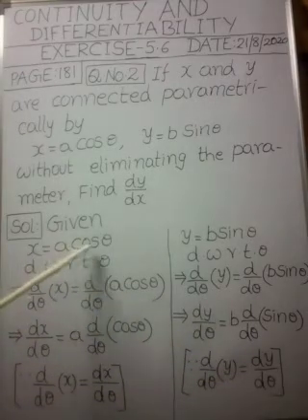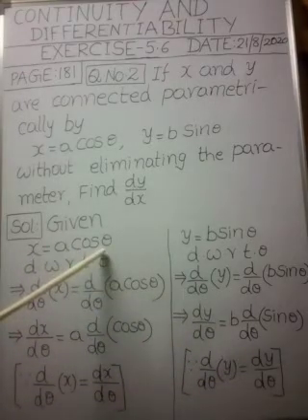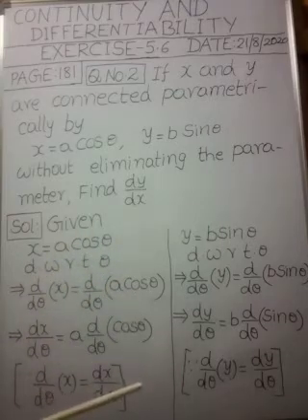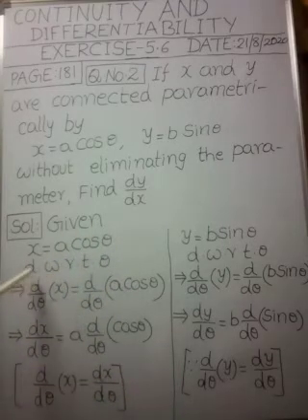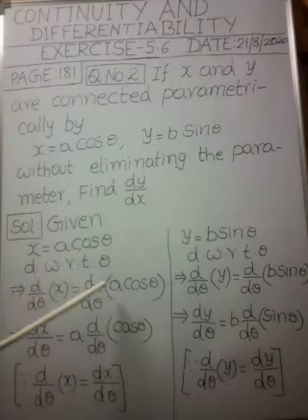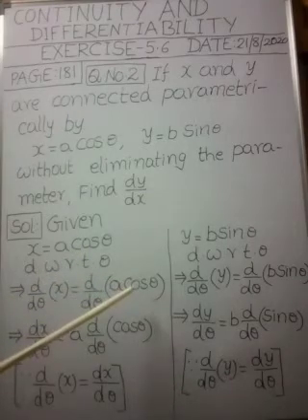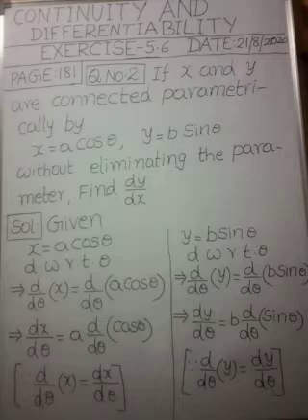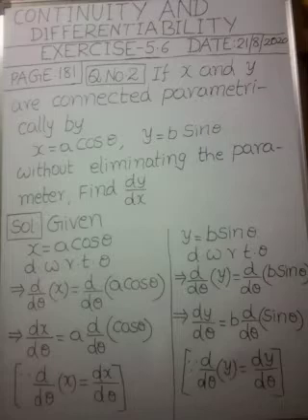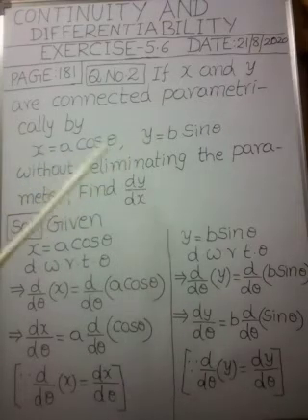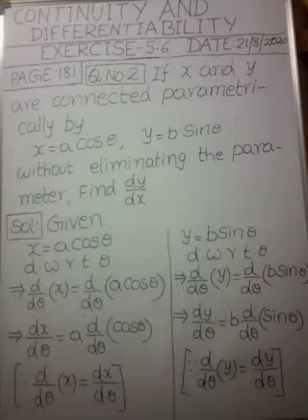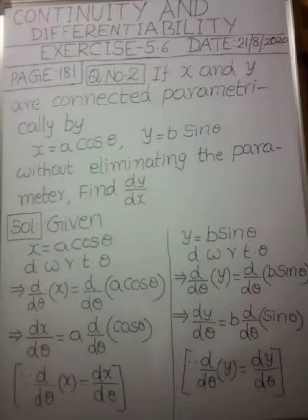So x is equal to a cos theta. We have identified the parameter: theta. So we have to differentiate on both sides with respect to theta. In the previous question, the parameter was t, so we differentiated x and y with respect to t. Whereas in this case, the parameter is theta. That is why we have to differentiate x and y with respect to theta. Understood this point, my dear children?